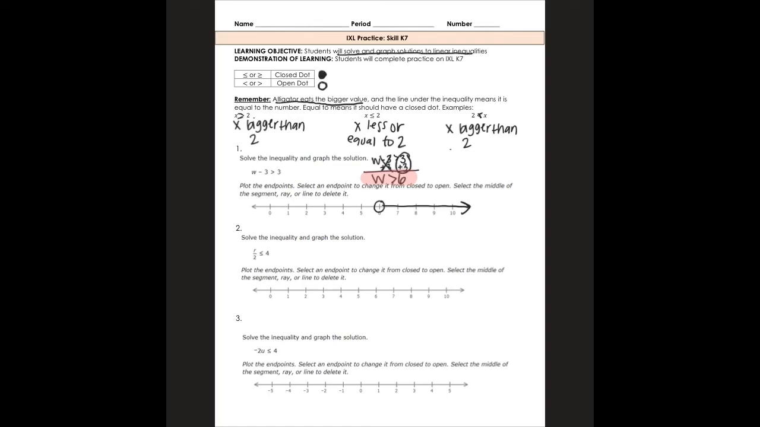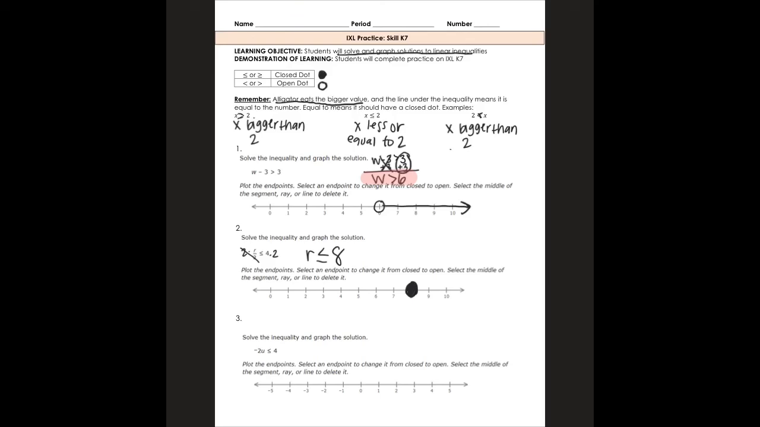Number 2, the opposite of divide by 2 when I solve the inequality for r. The opposite of divide by 2 is multiply by 2. So I'm going to multiply both sides by 2. The 2's cancel out, and I get r is less than or equal to 4 times 2 is 8. So 8. I put my dot at 8. And I need to fill in this dot because there is a line underneath. So I'm going to fill in the dot.